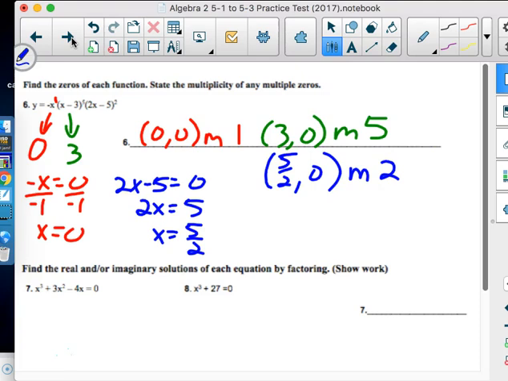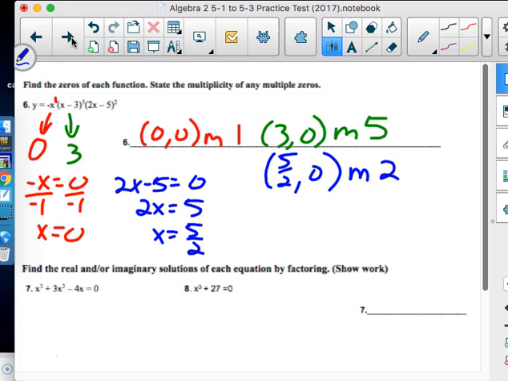Now, if you were going to check, this is kind of a tough one to check. But what you can do is you can punch this into your calculator and make sure it crosses at 0, 0, because odd multiplicities cross, crosses at 3, 0, and bounces at 2.5, 0. That would really be the only way to kind of check this with the graphing calculator.